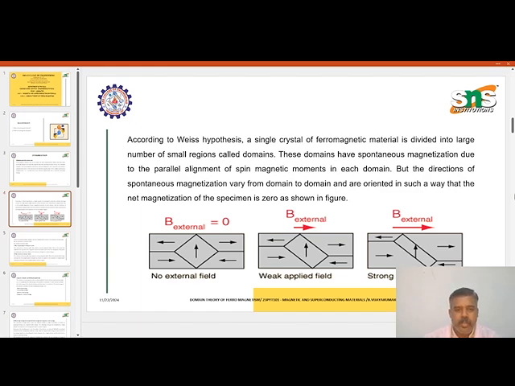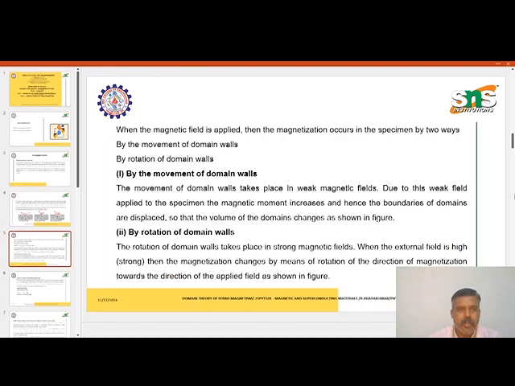This diagram is based on the applied field: first, the external field is absent, then a weak applied field, and then a strong applied field. When the magnetic field is applied, magnetization occurs in the specimen in two ways: one is movement of the domain wall, and the other is rotation of the domain. The movement of the domain wall takes place in a weak magnetic field.